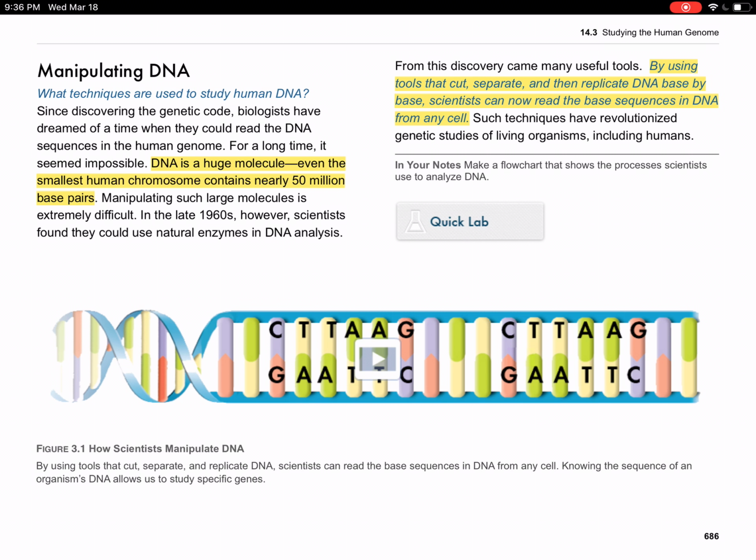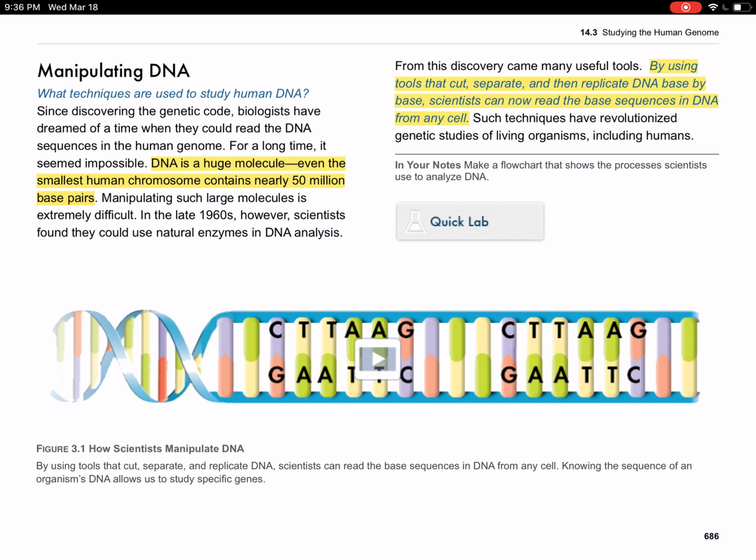Roman numeral 1, Manipulating DNA. Even the smallest human chromosome contains nearly 50 million base pairs. When we're talking about the base pairs, we're referring to adenine, thymine, guanine, and cytosine.